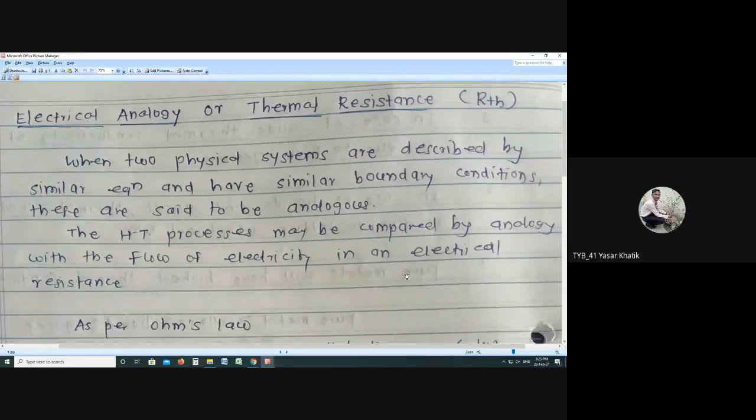Q is equal to K A dT by dx. So Q is nothing but the rate of heat transfer. So Q is flowing. Heat transfer takes place because of what? Heat transfer takes place because of the temperature difference.